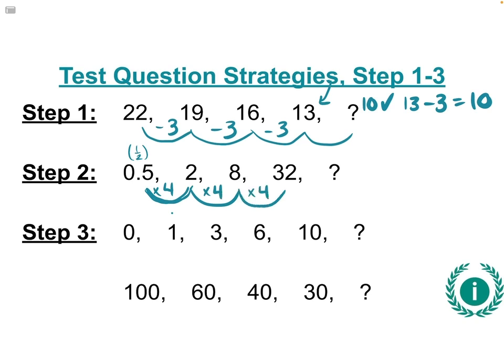So now we have a consistent pattern of multiplying every number in the series by 4, which means we can apply that to the last number in our series. 32 times 4 will give us 128, the next number in our series.